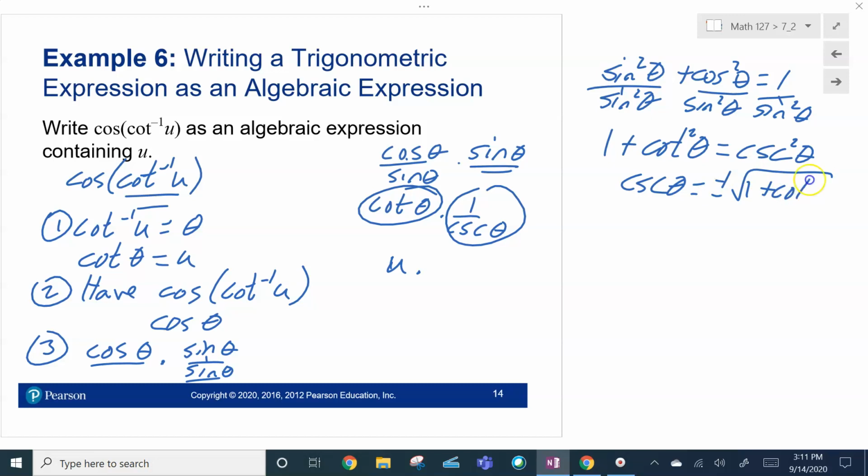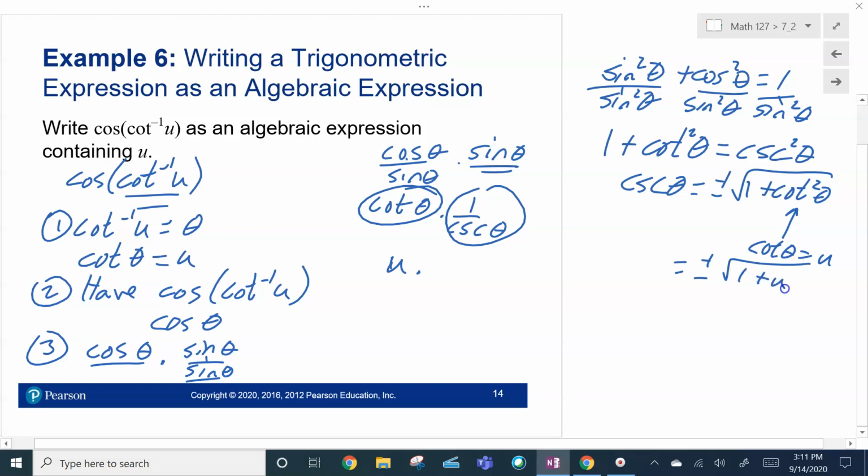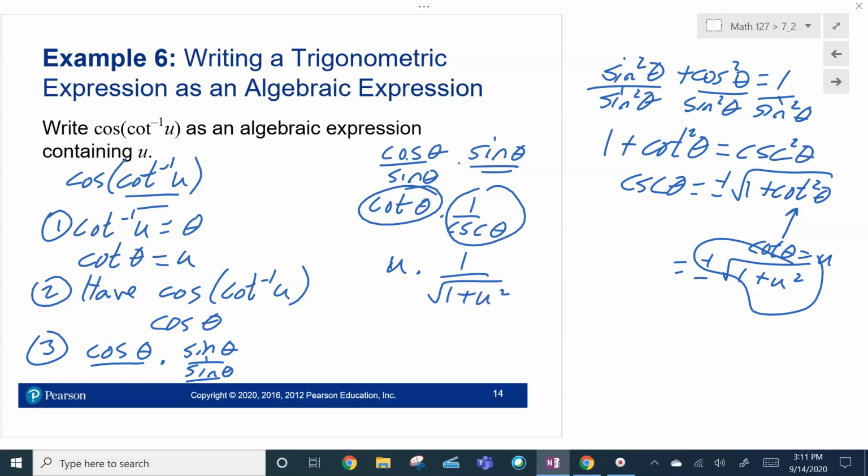the square root of 1 plus cotangent squared theta. And we know the cotangent theta is u. So this is plus or minus the square root of 1 plus u squared. For our purposes here, we're going to assume the cosine is positive, so we're going to use the positive. So this is 1 over the positive square root of 1 plus u squared. So when we clean this up, we get u over the square root of 1 plus u squared. Okay? Just a little intro there.